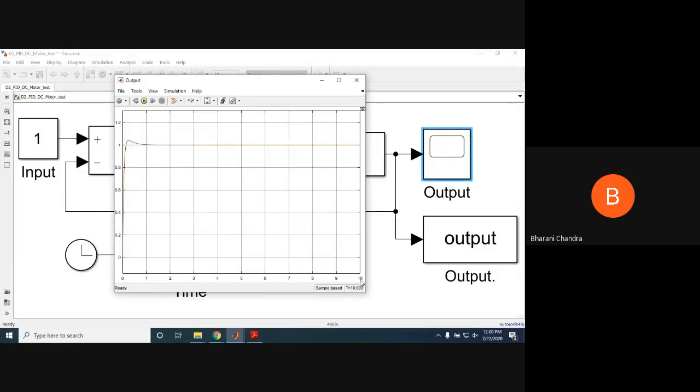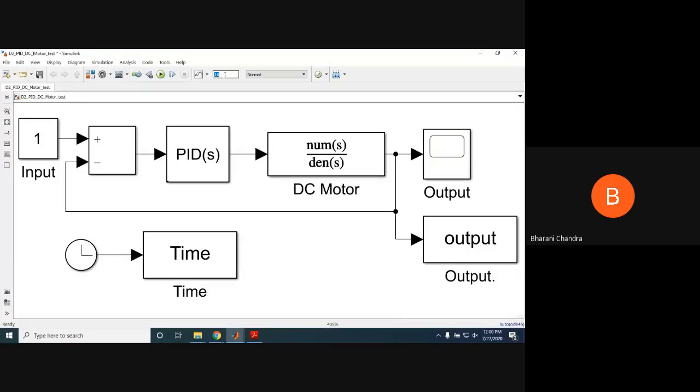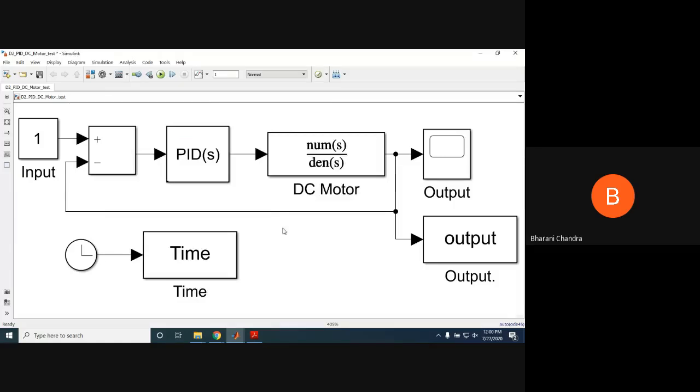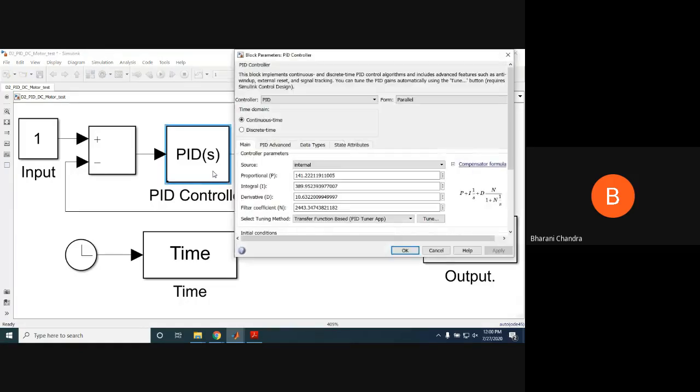Though it is for 10 seconds, if I want to see only 1 second, I will do this, and you can see the nice properties. So how much time does it take to run this? If you have this block diagram ready, only 1 minute. Again, I will explain in 1 minute what you have to do. Double click this PID block. By default, it is 1, 1, 0. Since I have tuned this one, some values are appearing.